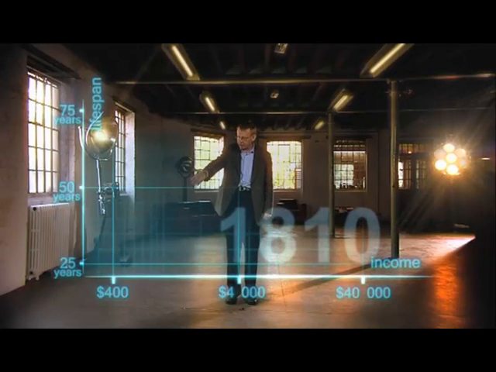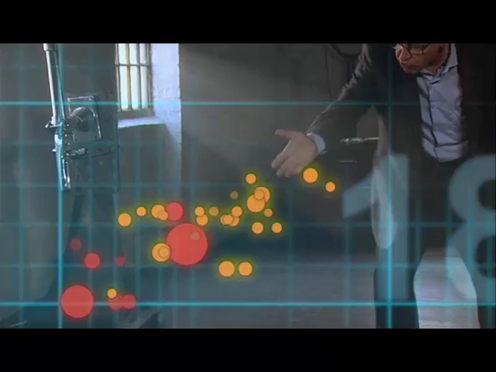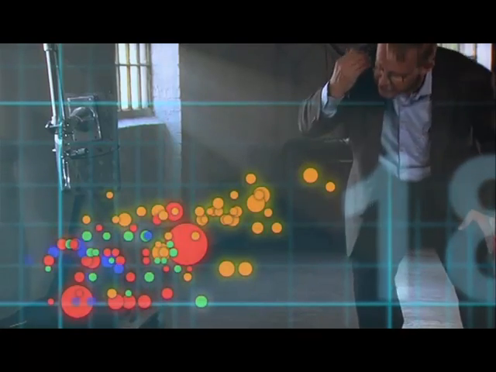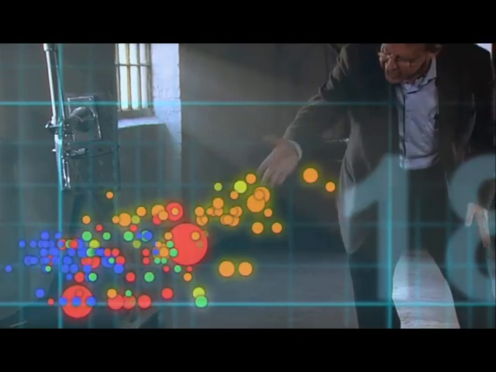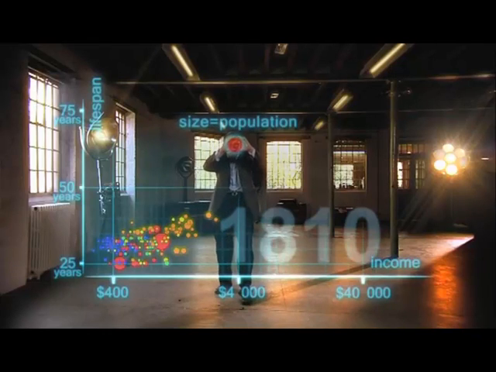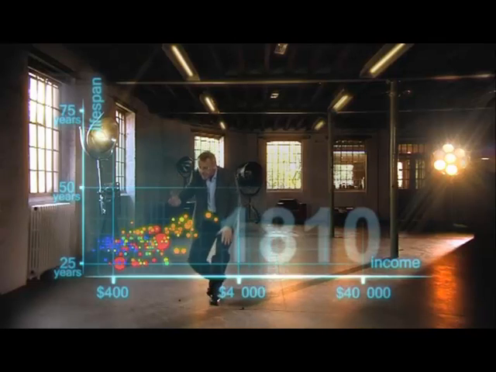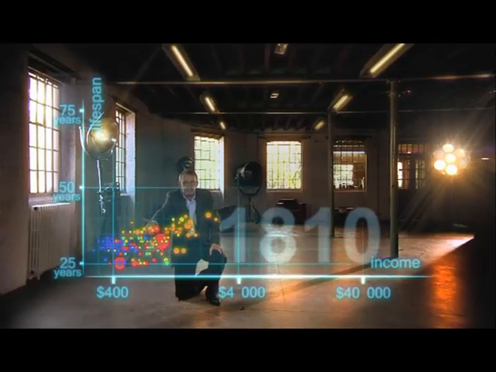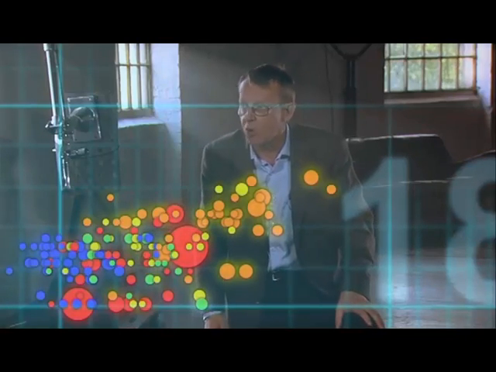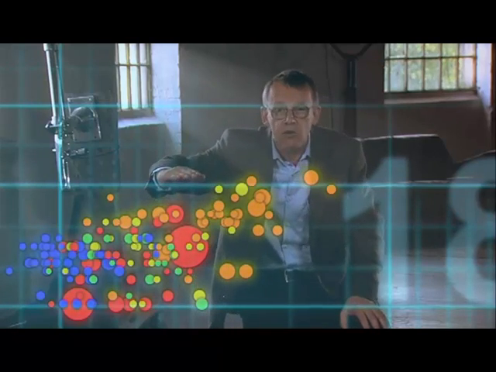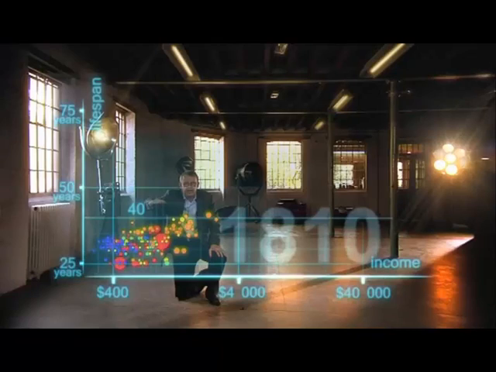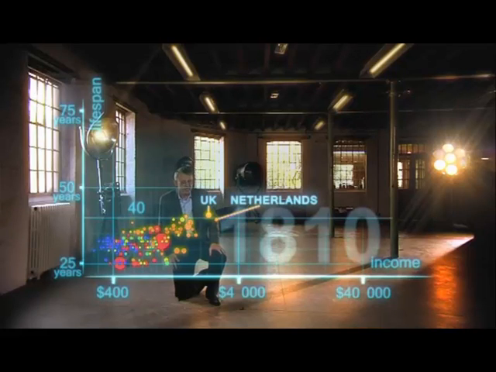Here come all the countries. Europe brown, Asia red, Middle East green, Africa south of Sahara blue, and the Americas yellow. And the size of the country bubbles show the size of the population. And in 1810, it was pretty crowded down there, wasn't it? All countries were sick and poor. Life expectancy was below 40 in all countries. And only the UK and the Netherlands were slightly better off, but not much.